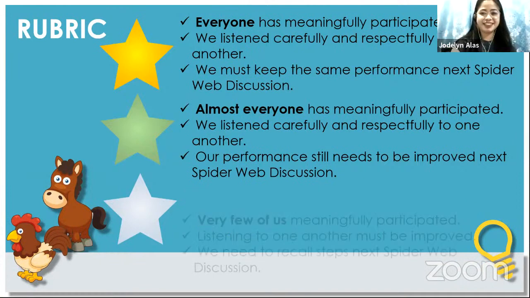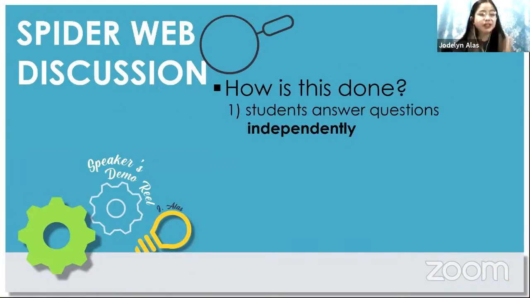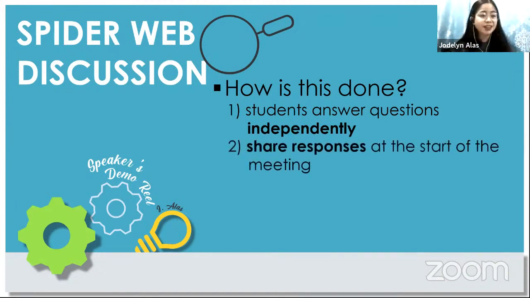All right. So after the students answer the questions or read a text independently, you may do that during your asynchronous time or even before your actual synchronous online meeting. You may provide them with the text or the materials already. Now after that, during the synchronous online meeting, they will share the responses they prepared.